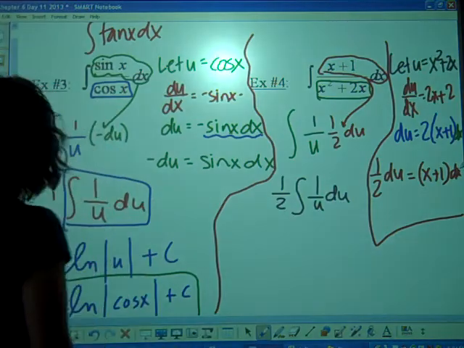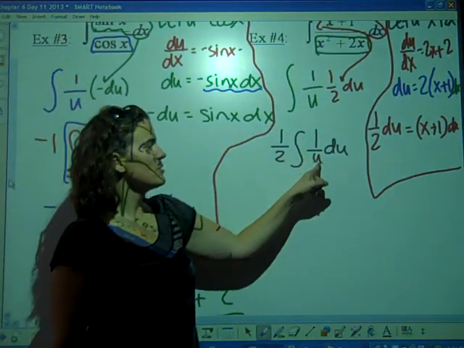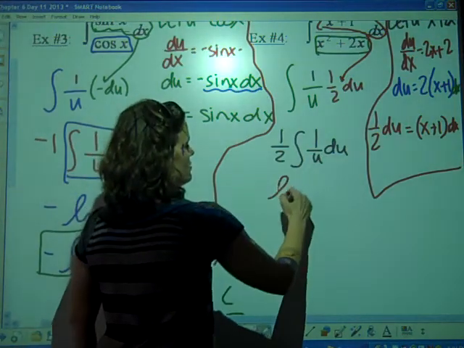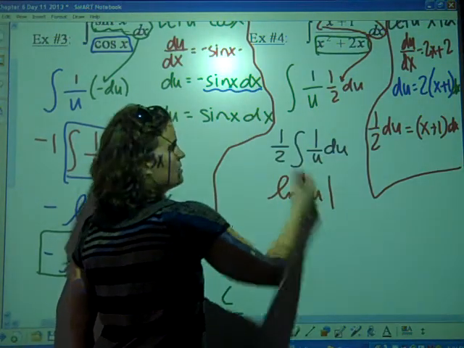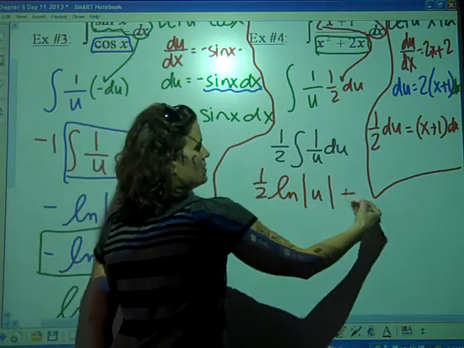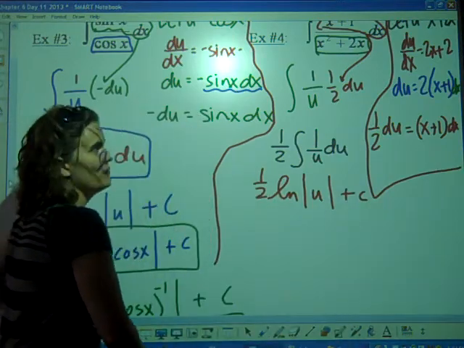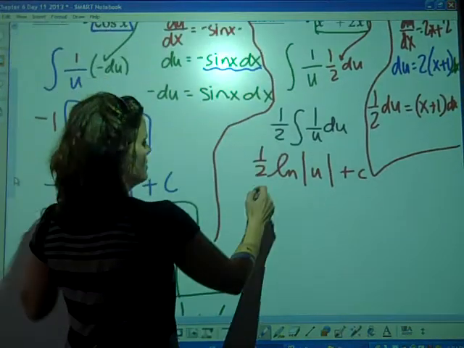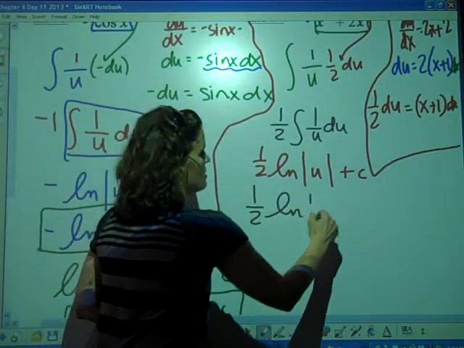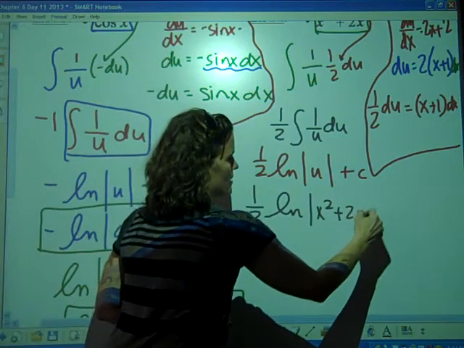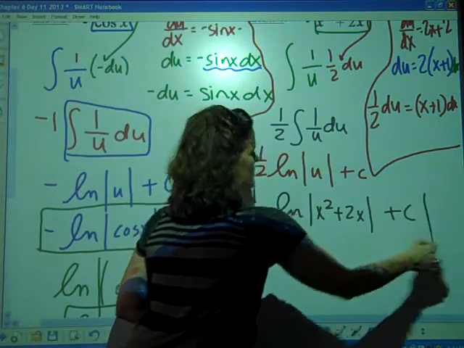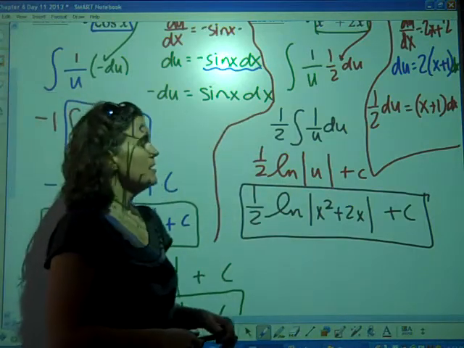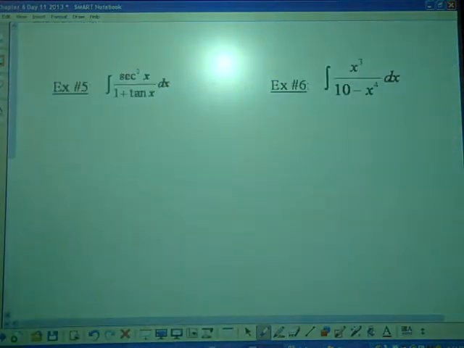So from here, you're going to use our new rule that says if I'm integrating a reciprocal function, or u to the first downstairs, it will just be the natural log of the absolute value of whatever u is, the 1/2 out in front. Don't forget your plus c, and then plug your u back in. So our u was x squared plus 2x. So I'm left with 1/2 times the natural log of x squared plus 2x, absolute value, plus c. Hope this is making sense, y'all.